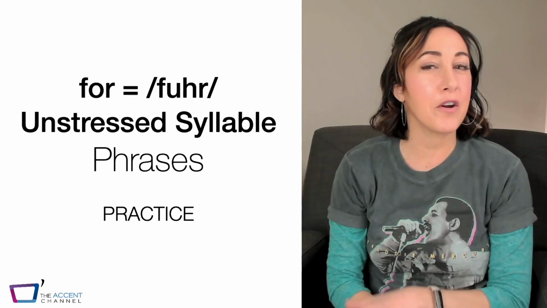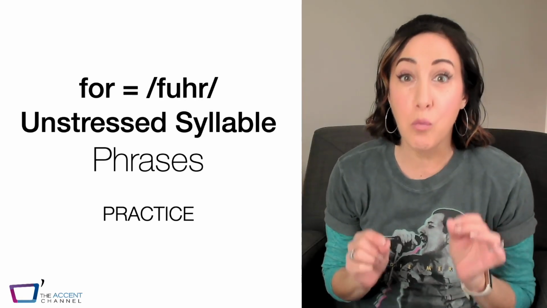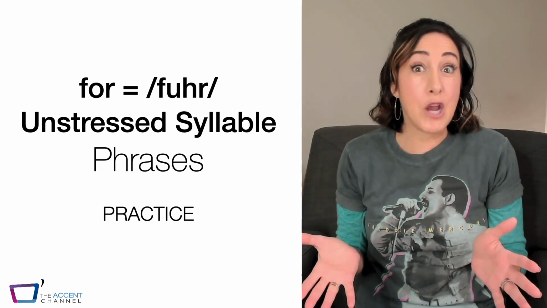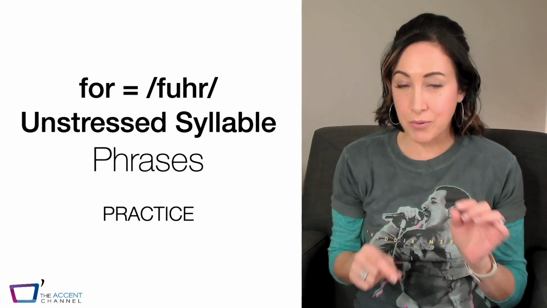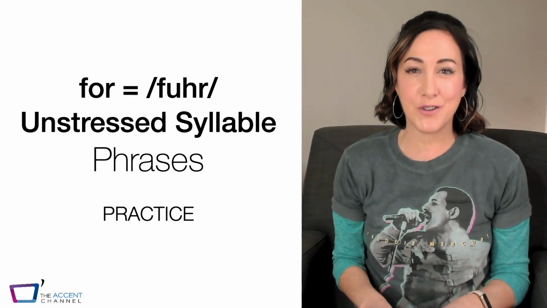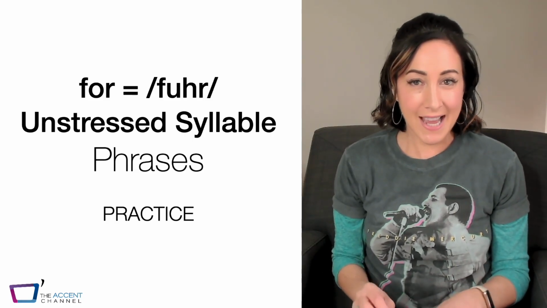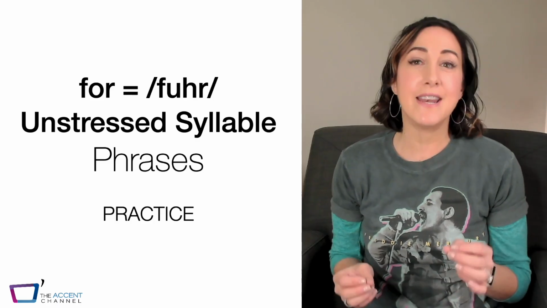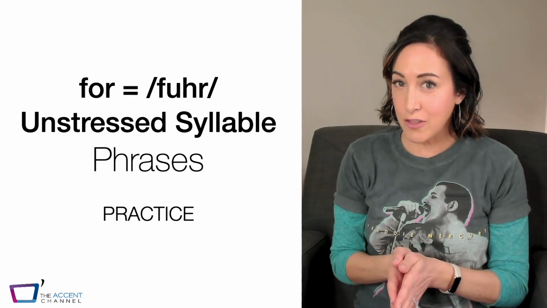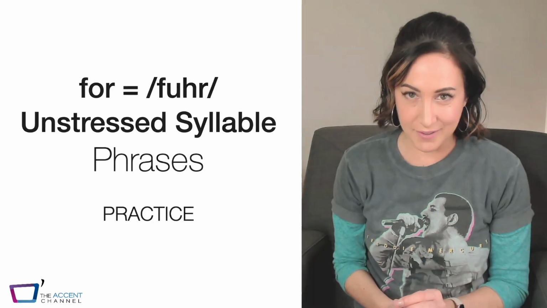In this lesson, we're only focusing on one word, and that word is "for." It's a simple word, I know, but there's a trick to pronouncing this word in connected speech that will completely transform your American accent and make you easy to understand in any speaking situation. So let's talk about why the word "for" is so important.